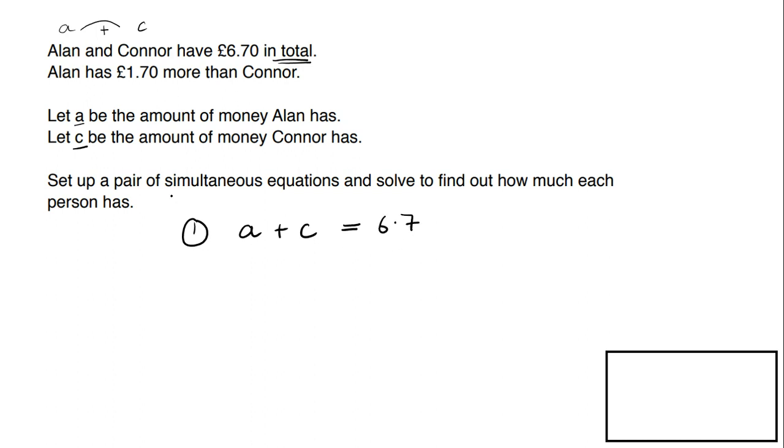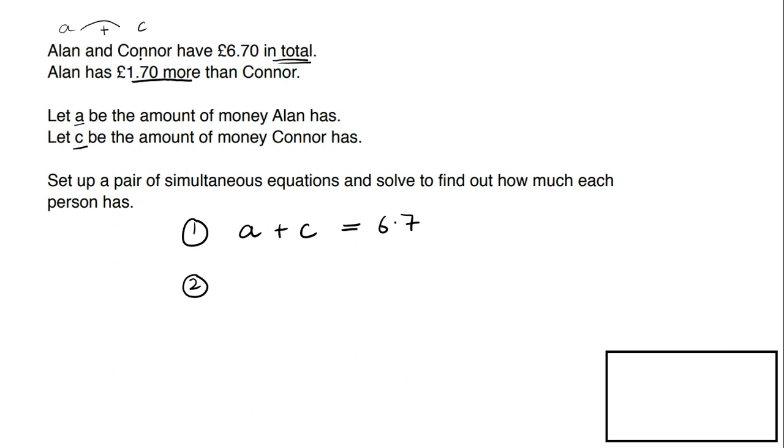Now, equation number two is Alan has 1.7 more than Connor, which means that let's suppose if Connor had, let's say, 0.3, then Alan would have 1.7 more than 0.3, which would mean that 1.7 added to 0.3 would give you the answer for Alan. That would be, I think, 2 pounds.